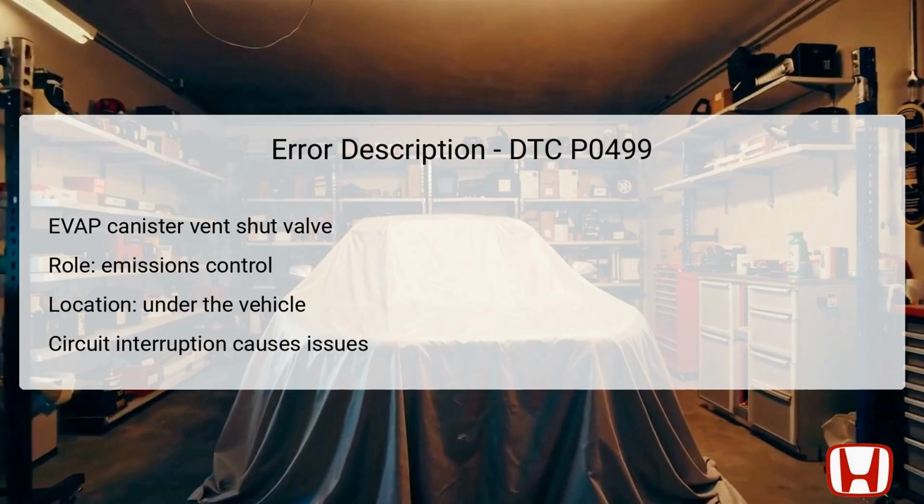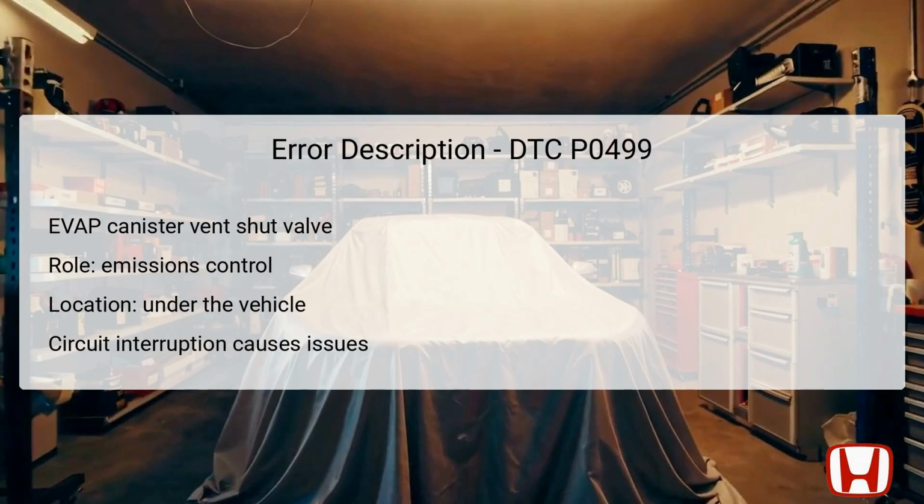DTC P0499 pertains specifically to the EVAP canister vent shut valve. This component plays a crucial role in the evaporative emissions control system by managing the flow of fuel vapors from the fuel tank to the engine for combustion. Located underneath the vehicle, this valve is activated by the Powertrain Control Module, PCM, in response to various engine conditions. A fault within its circuit, indicated by high voltage, suggests there may be an electrical short or component failure.